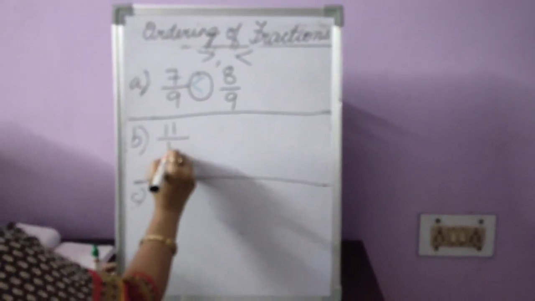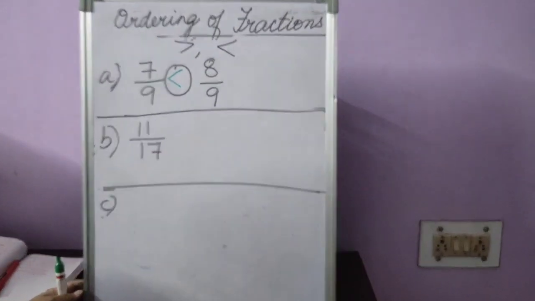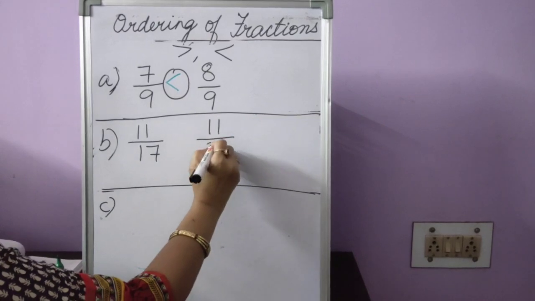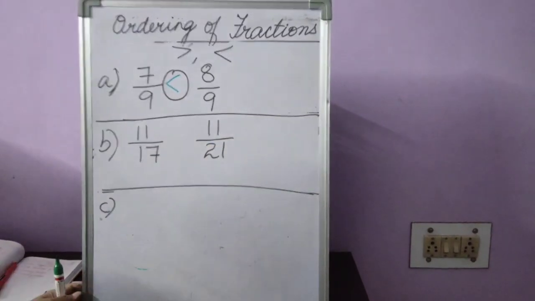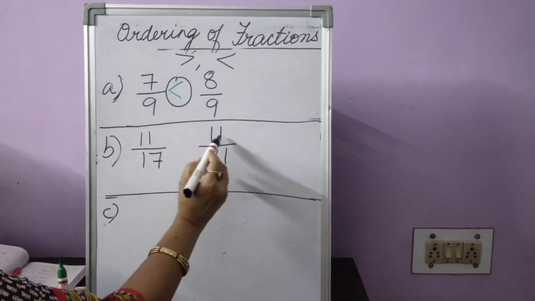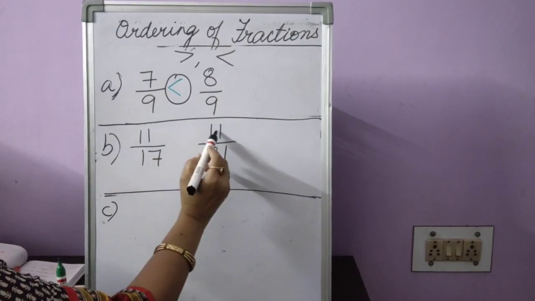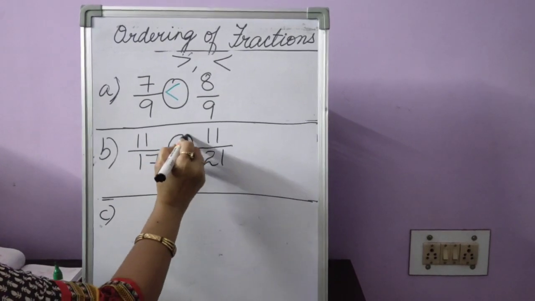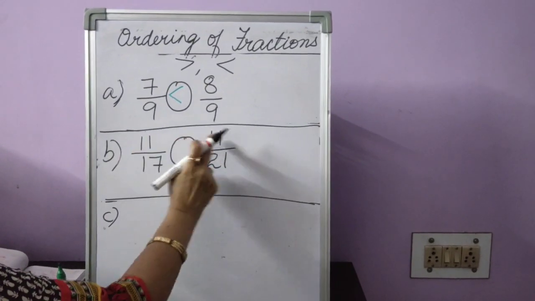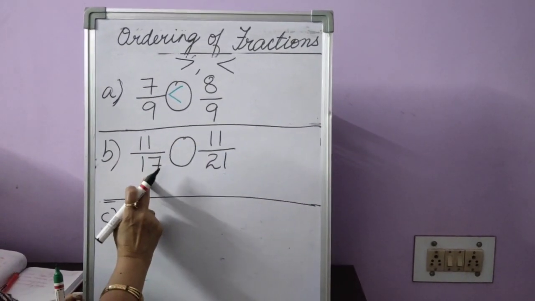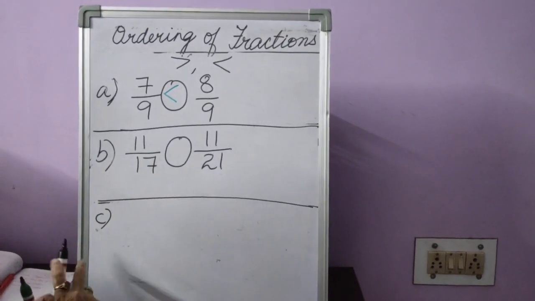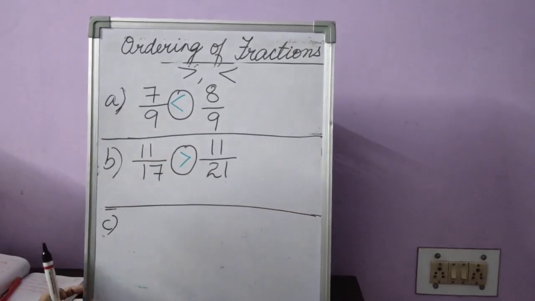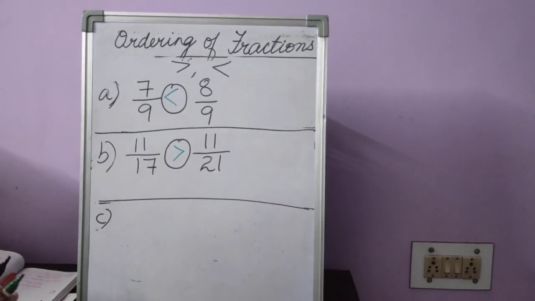11 upon 17 and 11 upon 21. What do we have over here? Same numerators. So when the numerators are the same, look at the denominator. What is the rule? Rule number 2. When the numerators are the same, smaller denominator becomes the bigger fraction. So 11 upon 17 is more than 11 upon 21.